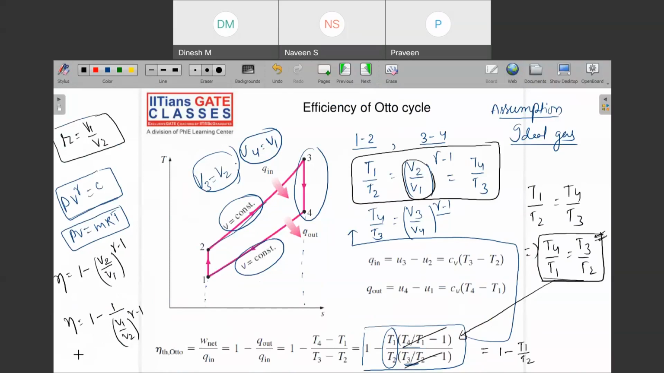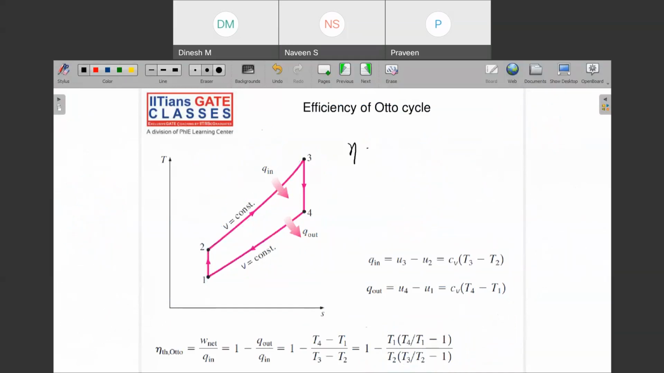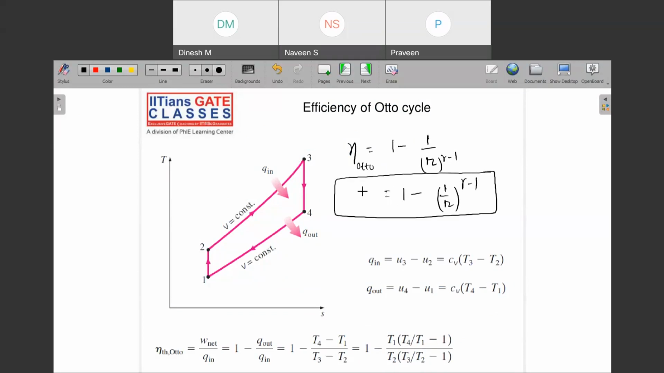So now I can write the efficiency of the Otto cycle. I am erasing the other things and only using the efficiency now. The efficiency of the Otto cycle is equal to 1 minus 1 upon r to the power gamma minus 1. In general you can remember it like this, because 1 to the power anything is 1 only, right? So this is the Otto cycle efficiency.